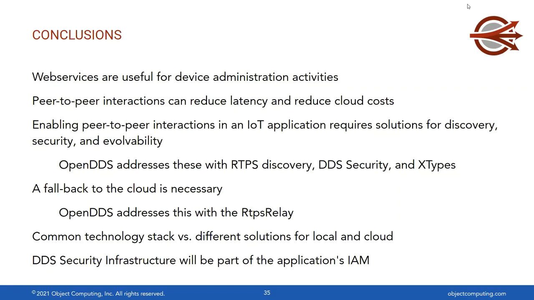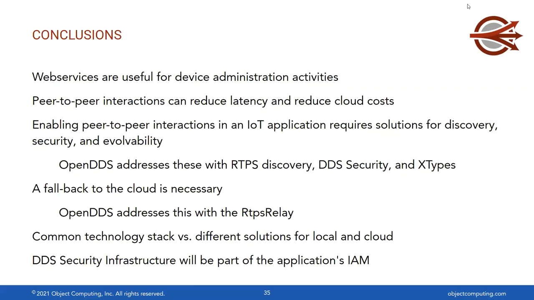Enabling your peer-to-peer interactions in an IoT application requires some solutions for discovery, security, and evolvability. And the corresponding OpenDDS features we use for those are RTPS discovery, DDS security, and XTypes. A fallback to the cloud is necessary in all systems if you want to provide that, connect from anywhere capability. And we address this with the RtpsRelay.